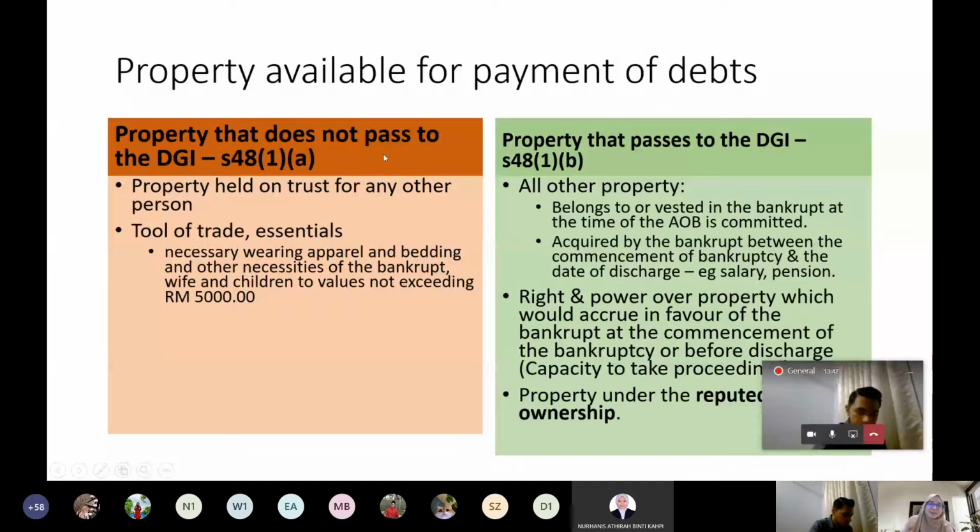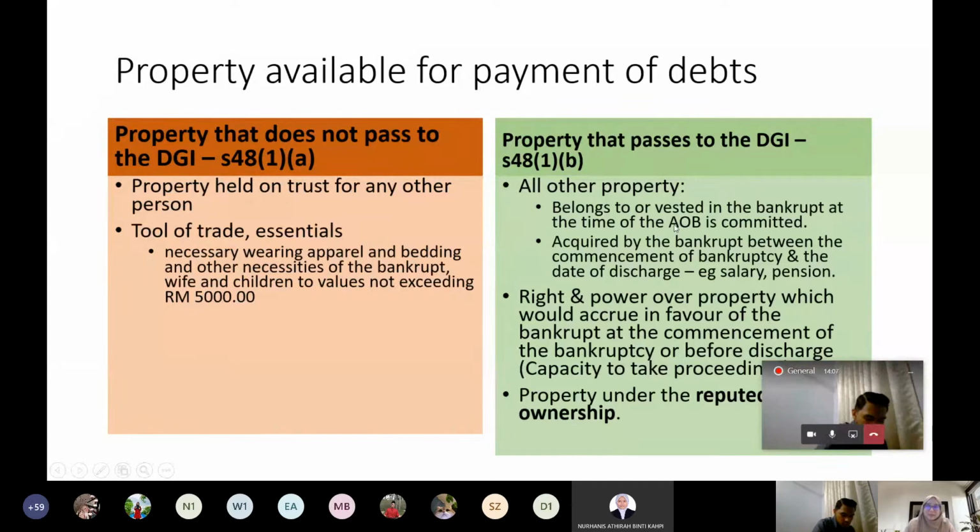The second one is the property that passes to the DGI. So it comes to the general rule that all other property, except those that come under paragraph A, will belong to or be vested in the bankrupt at the time of the act of bankruptcy is committed.